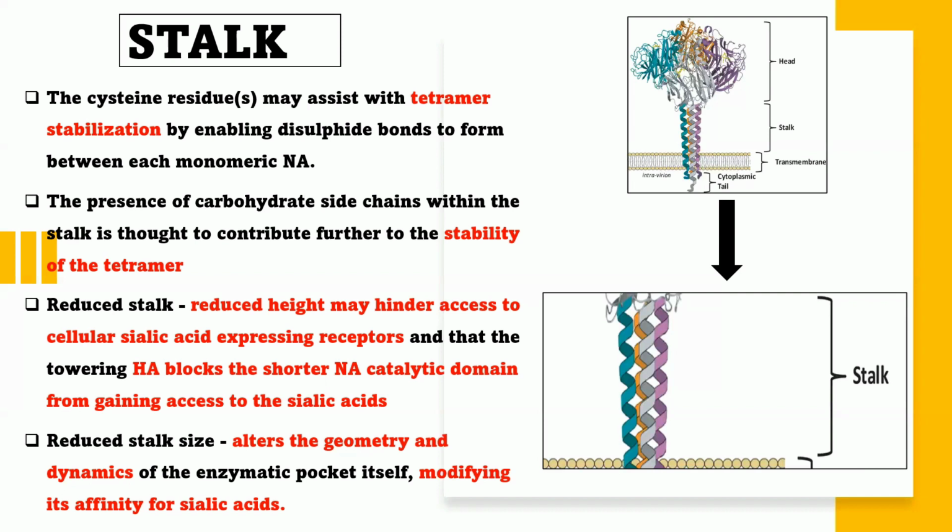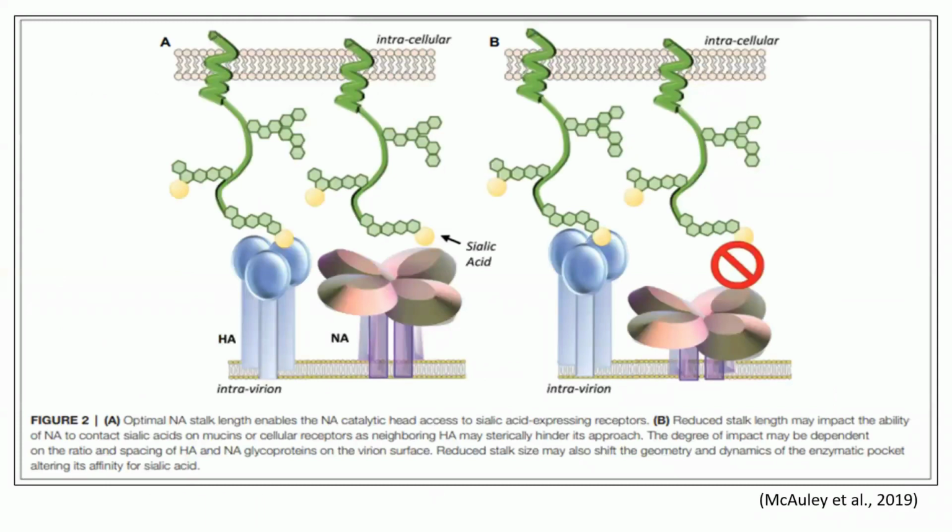Reduced stalk size may also alter the geometry and dynamics of the enzymatic pocket itself, modifying its affinity for sialic acid, as shown in this figure on the next slide. In part A, the optimal NA stalk length enables the NA catalytic head to access the sialic acid-expressing receptor, while the figure in B shows that reduced stalk length may impact the ability of the NA to contact sialic acid on the cellular receptor, as the neighboring HA may sterically hinder the shorter neuraminidase catalytic domain from gaining access to the sialic acid.